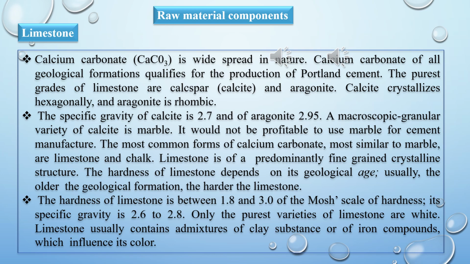Now, the last point is the hardness of limestone is between 1.8 and 3 on the Mohs scale of hardness. Its specific gravity is 2.6 to 2.8. Only the purest varieties of limestone are white. Limestone usually contains an admixture of clay substance or iron compounds which influence its color.